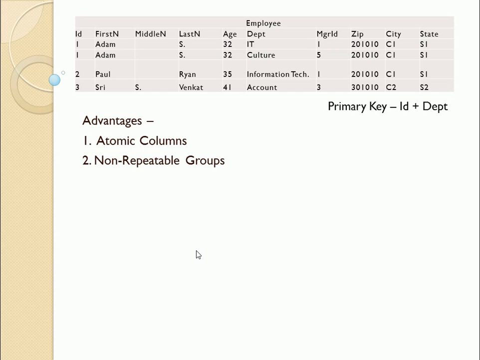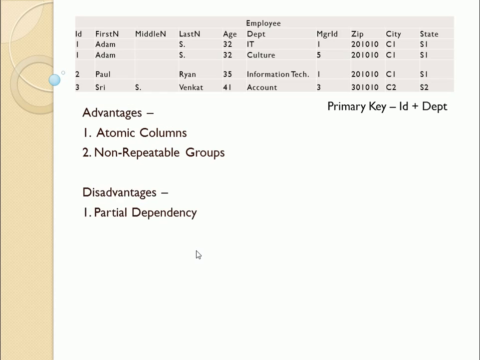Because there are some disadvantages also in first normal form. The main disadvantage in first normal form is that we have partial dependencies. Second normal form says that any column should be fully dependent on the primary key. Here, as you can see, the primary key is ID plus department. A unique key, that is a primary key, is a combination of ID plus department.